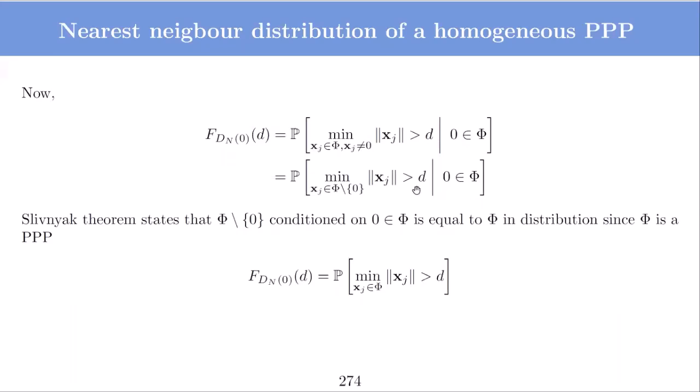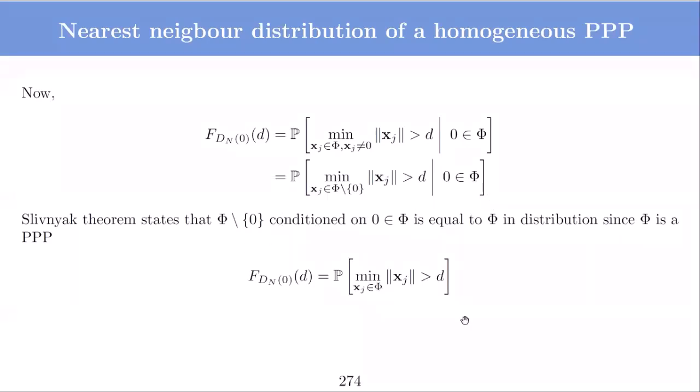So here I am talking about a property of the point process which is conditioned on a point, but when I'm looking at the property, I am not considering the point I am conditioning on. So this will have the same distribution as if I look at the unconditional point process, which is the same as the probability that the minimum of xj, with xj belonging to phi, is more than d. So I remove the conditioning, I remove this point, and I get this, and it will have the same distribution as this. This is from the Slivnyak theorem.